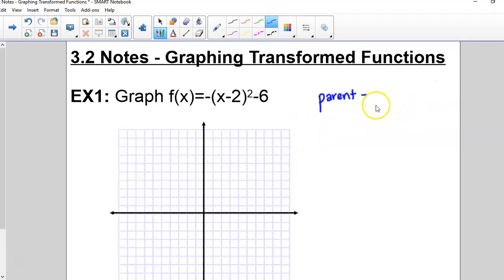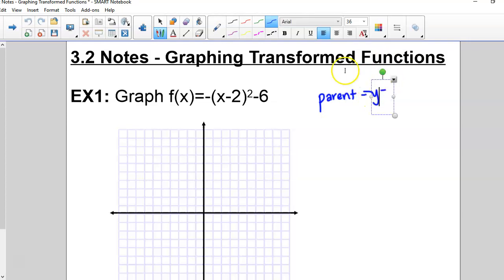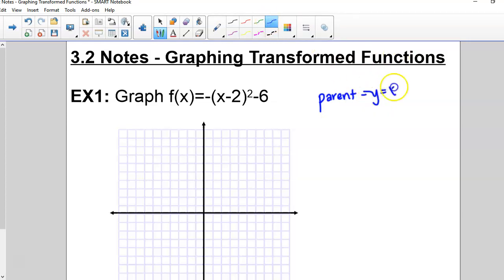So the parent function for this, Grace, is it Grace or Gracie? Either one. Which one do you prefer? Okay, Gracie. What is our parent graph for this one? Perfect. Good. So our quadratic, y equals x squared, is our parent graph here.